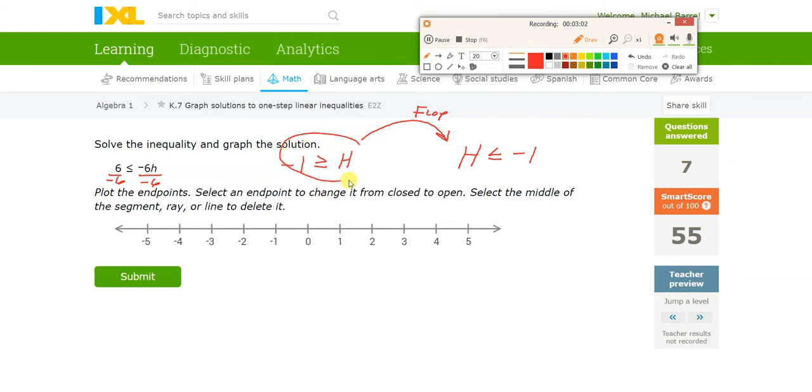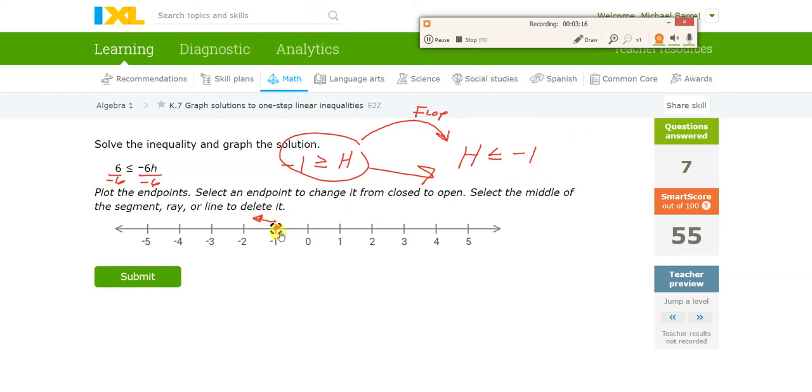This and this are the exact same inequality. I've just made it easier to read. I want the numbers that are less than or equal to -1, closed, less than -1. Closed, less than -1.